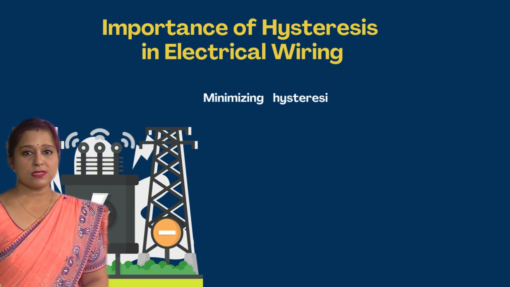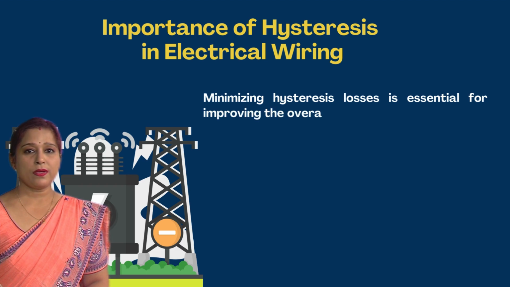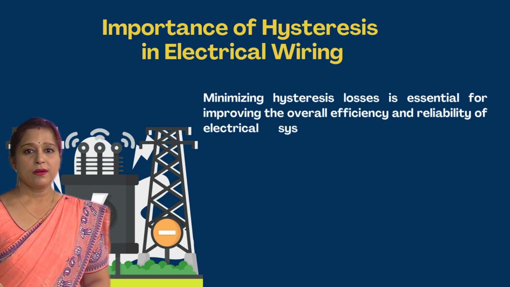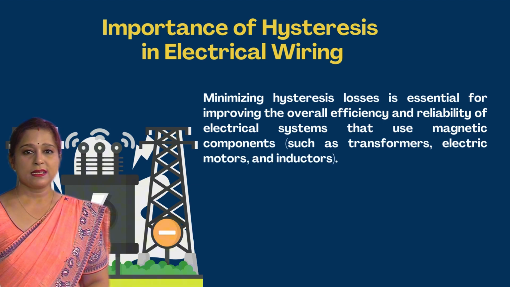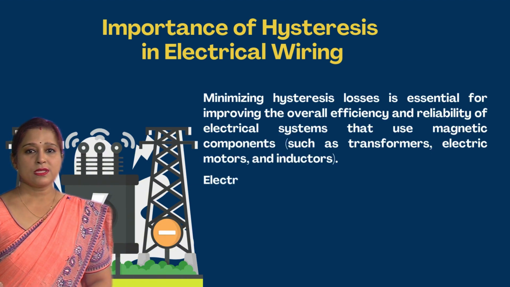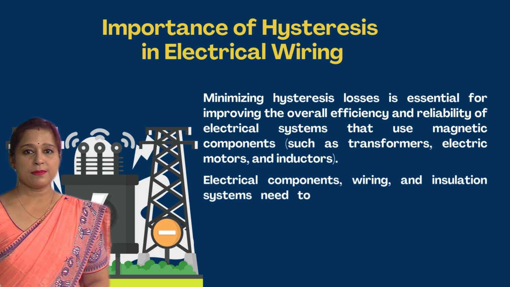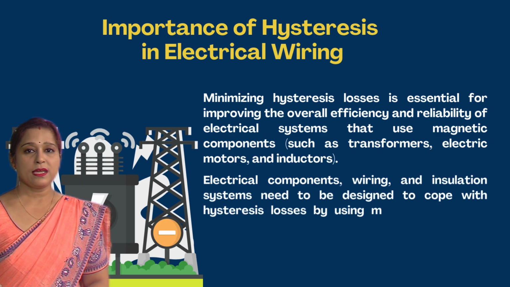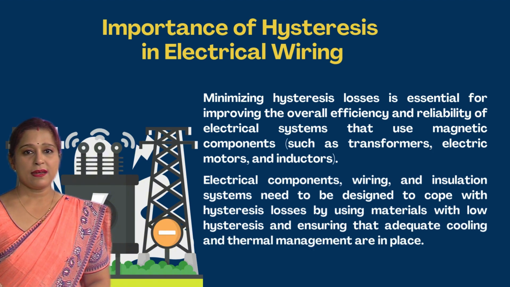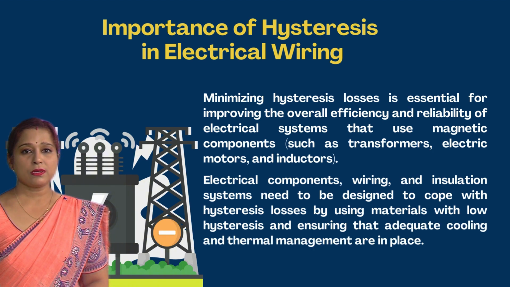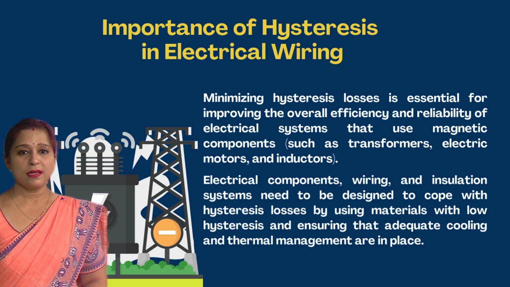Minimizing hysteresis loss is essential for improving the overall efficiency and reliability of electrical systems that use magnetic components. Electrical components, wirings, and insulation systems need to be designed to cope with hysteresis losses by using materials with low hysteresis and ensuring that adequate cooling and thermal management are in place.